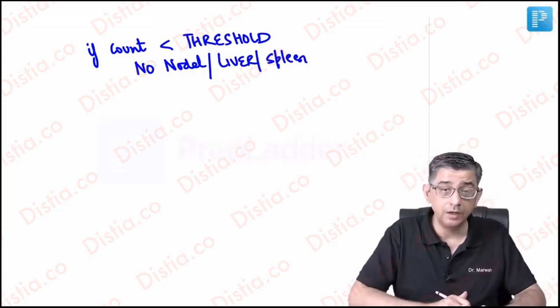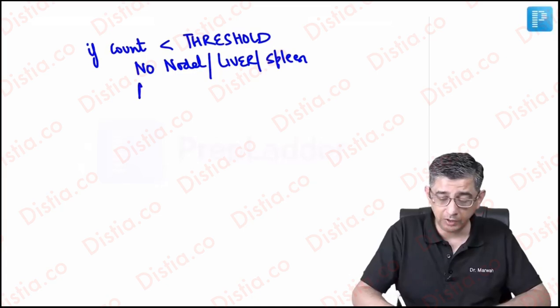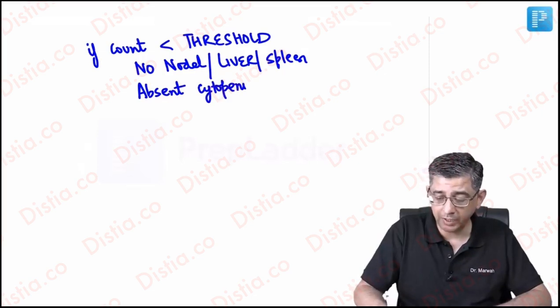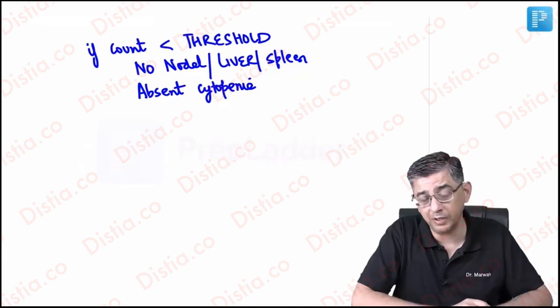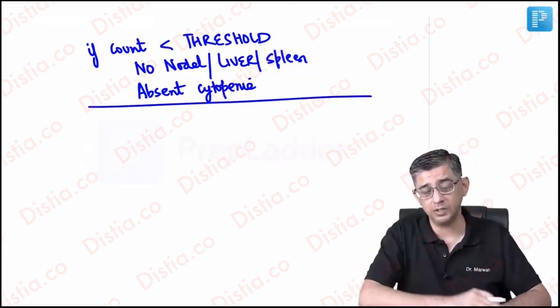Count is lesser, lymph nodes are not involved, liver and spleen are not involved, and even there is no autoimmune hemolytic anemia that I was talking about in the previous slide. There is no immune mediated thrombocytopenia present in this patient. It is absent cytopenia. This means we are talking about a precursor of this disease.